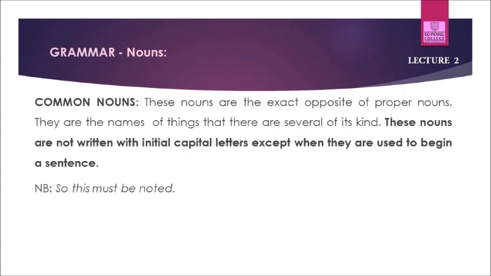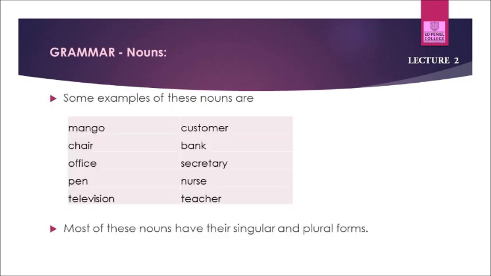Now let's look at common nouns. Common nouns are mainly the exact opposite of proper nouns. In fact, they are not names of human beings, but they are names of things that we have a lot of its kind. So the names of animals, names of the things we use in our offices, names of things in our house, and things around us are all common nouns. We need to know that, unlike proper nouns, we don't write a common noun with a capital letter. Take note. It's only when the common noun begins a sentence that we can write it with a capital letter that begins it. Some examples of common nouns are pen, pencil, table, chairs, eraser, pen drive, and so forth.